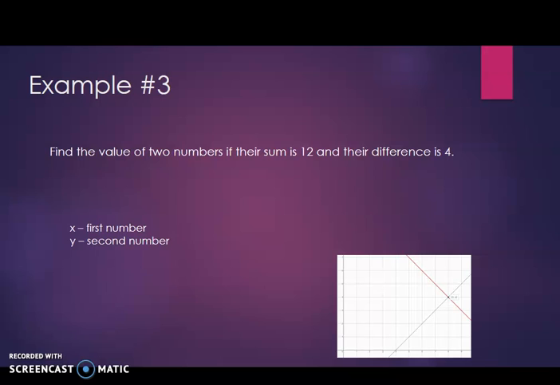So again, I've already done step number 1 for you. So x is going to be my first number, and then y is going to be the second number. You choose the number? Huh? You choose the number? No, we're finding the numbers.